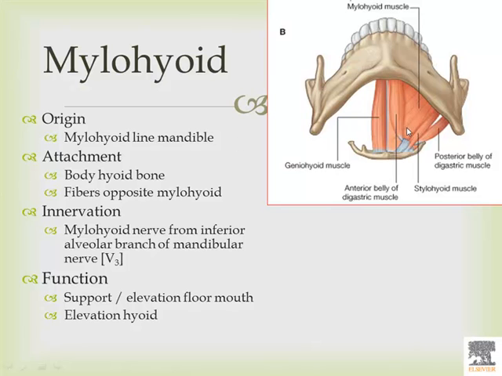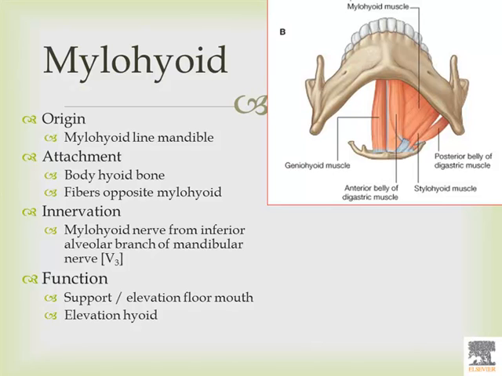Now we're going to look at this muscle that is going to be providing the floor of the mouth, and that's going to be the mylohyoid muscle. And it's going to be a very thin muscle. It's going to be at the floor of the mouth, and it will originate on a line that we have seen on the internal features of the mandible, and that used to be the mylohyoid line of the mandible. That's the origin of this muscle.